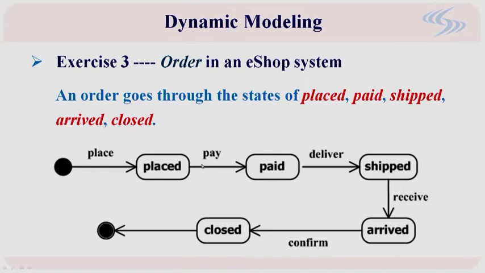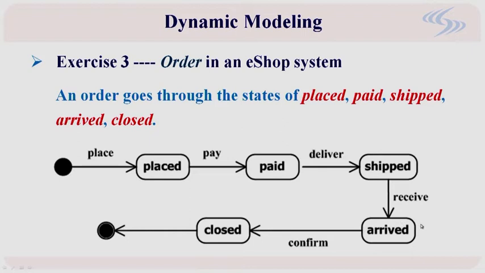Once the customer pays for the order, the state of the order will change to paid. Once the order is paid, the seller will deliver the product, and then the state of the order will become shipped.